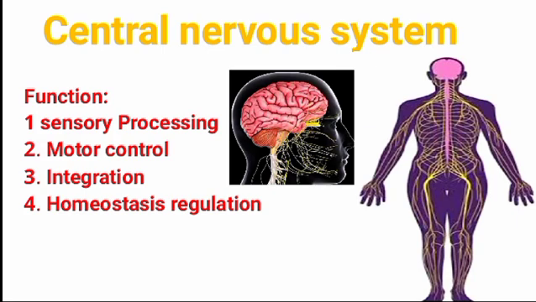Although the central nervous system has so many functions, some of them are given below. Number one is sensory processing. Basically, the central nervous system receives sensory information from the body's sensory receptors, such as touch, taste, smell, sight, and hearing, and processes it to create perceptions and responses.